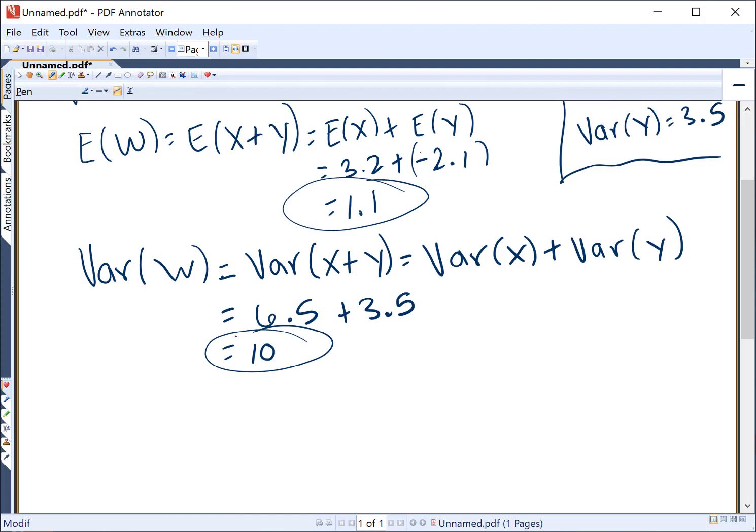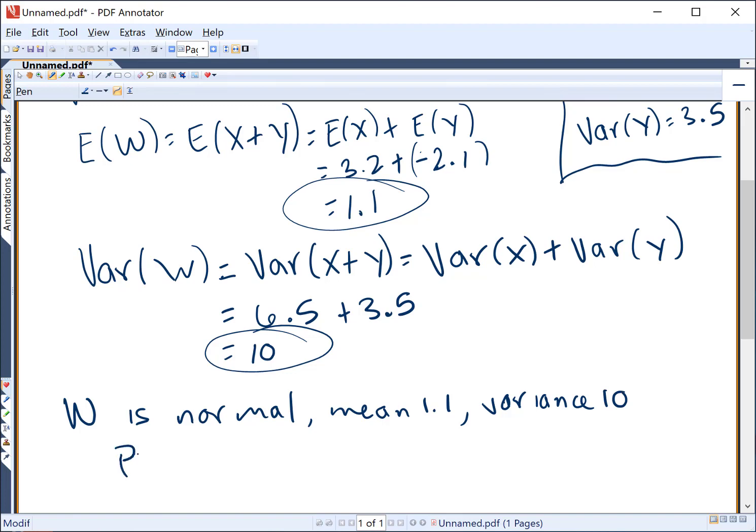Now that we have those, we just do this like any other normal distribution problem. So w is normal with a mean of 1.1 and a variance of 10. Now we do a normal distribution problem. So the probability that w is greater than 0.